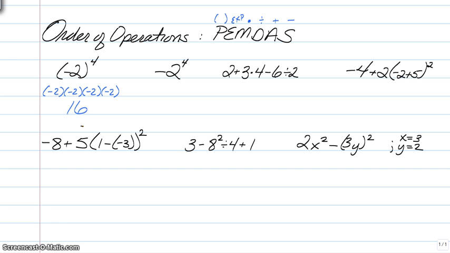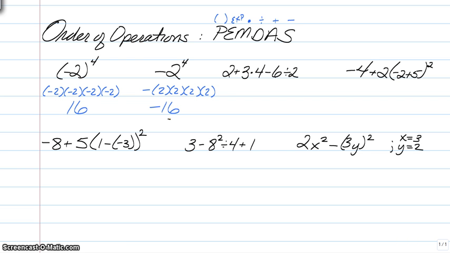However, in the second example, the negative is not inside of parentheses, which means you are only taking 2 to the fourth power. So this would look a little like this. Negative times 2 times 2 times 2 times 2. There's only one negative, so this is going to be negative 16.